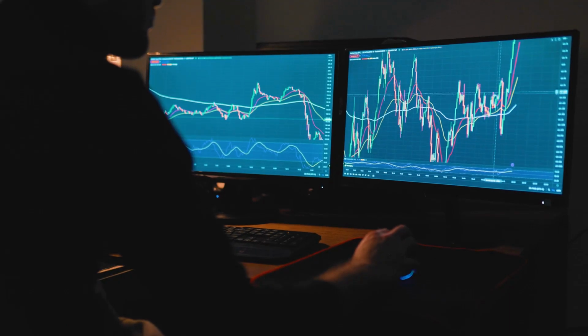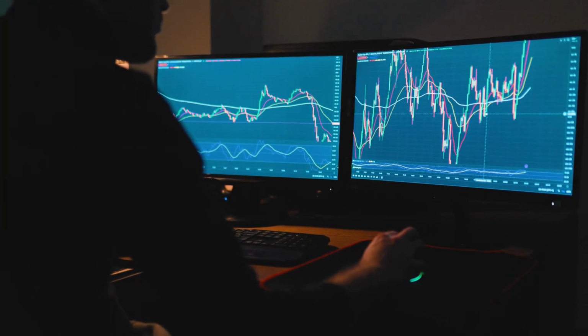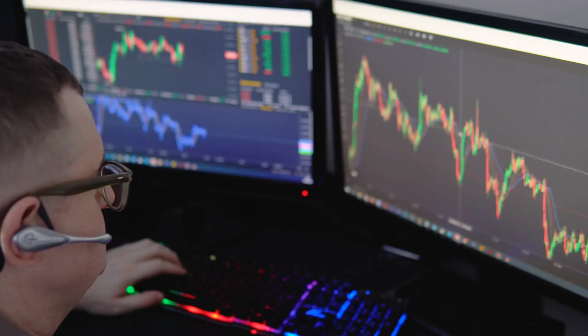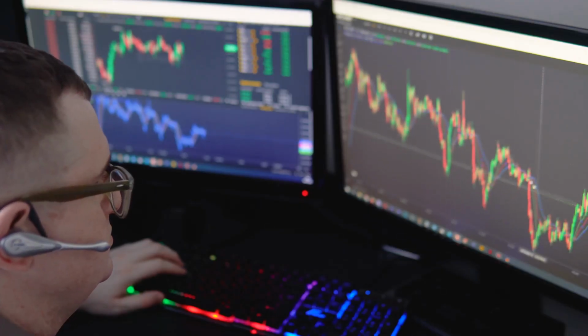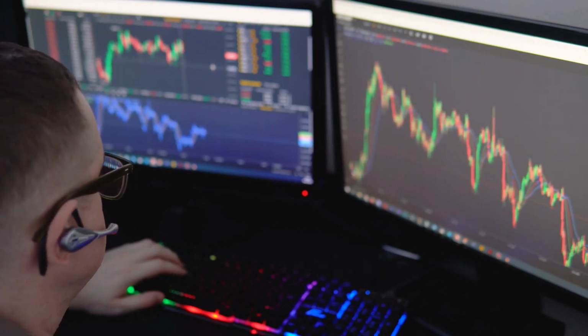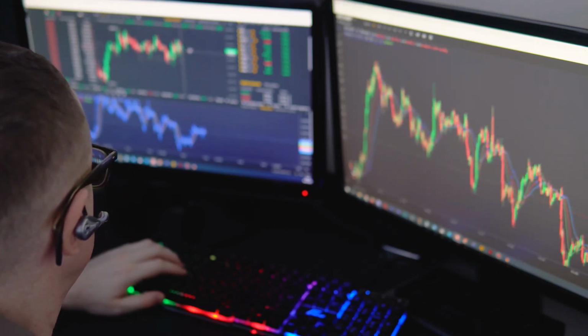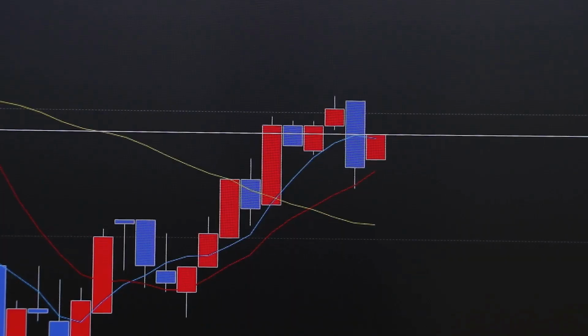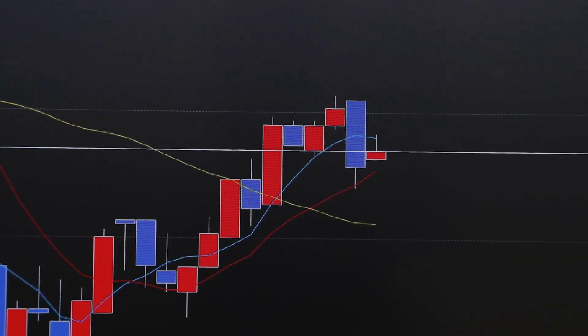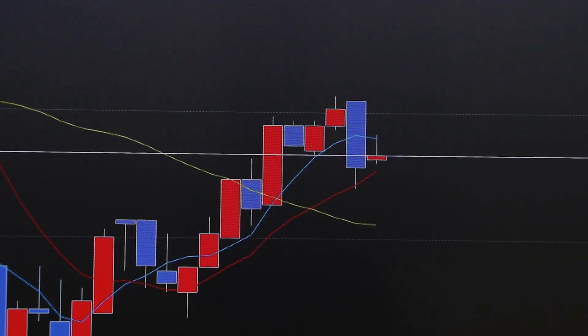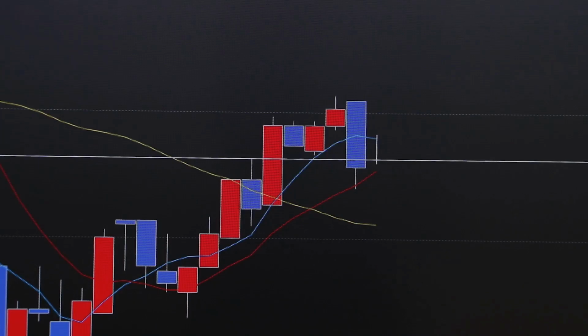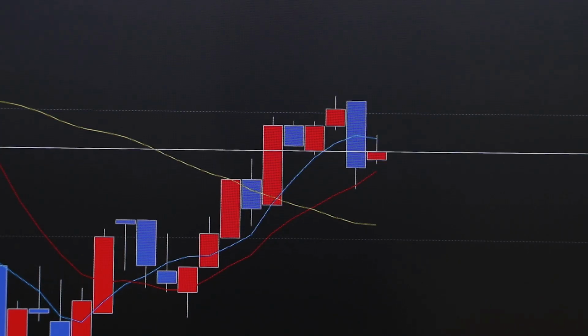There are many Forex strategies out there, each with its own unique approach and methodology. Some strategies are simple and easy to understand, while others are more complex and require a deeper understanding of the market. Today, let's focus on a simple yet popular strategy known as the simple moving average crossover. This strategy is widely used by traders of all levels.